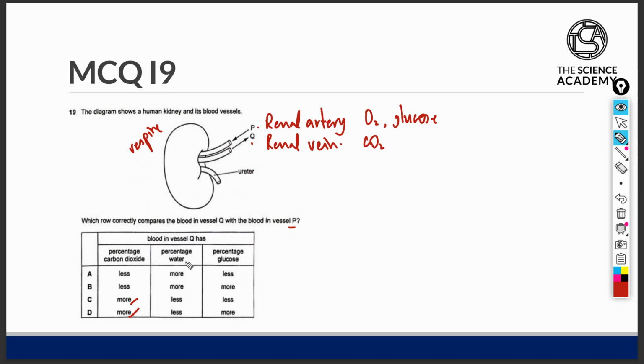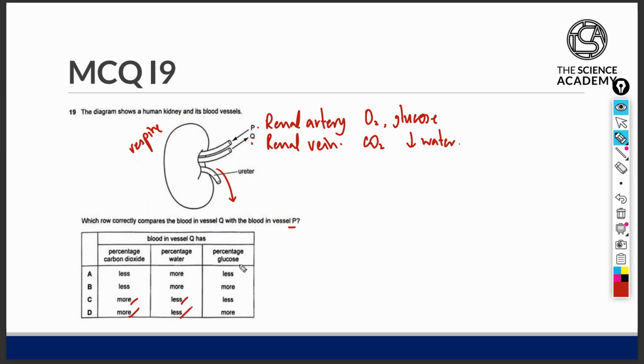The percentage water comparing between P and Q should be lesser in Q, because the role of the kidney is to filter blood, and in filtration of the blood, some of the water would have been filtered out and lost into the ureter. That's why P should have more water than Q, because a portion of the water that was coming in from P was filtered out and lost via the ureter. So Q must have less water in terms of percentage.